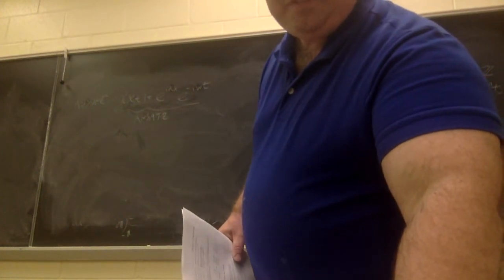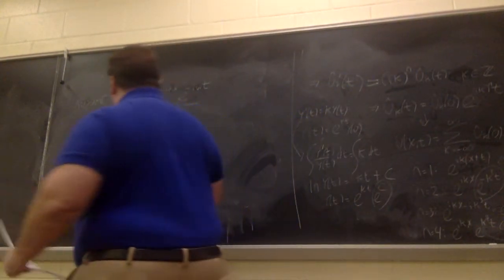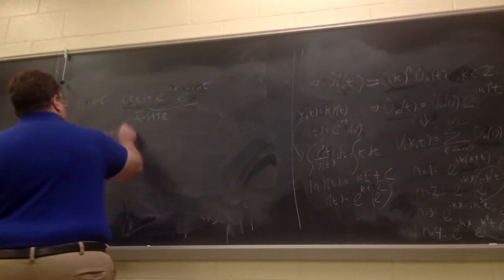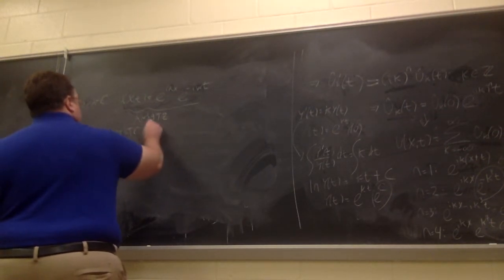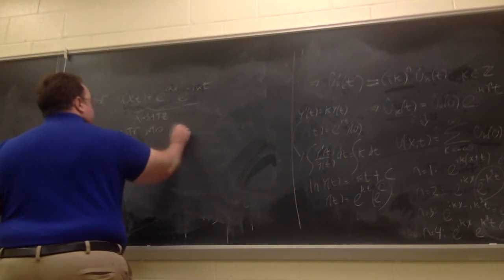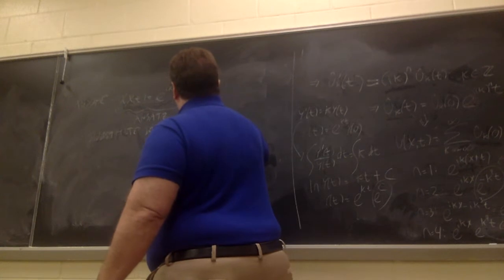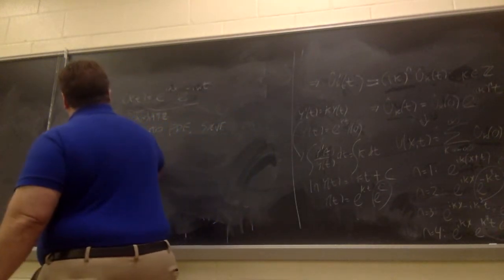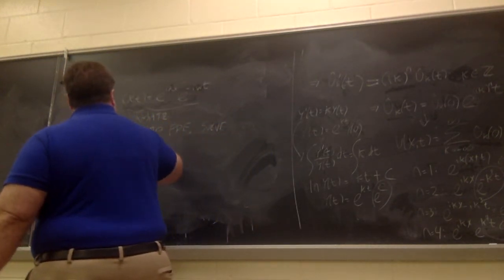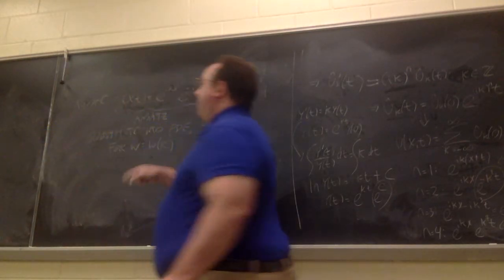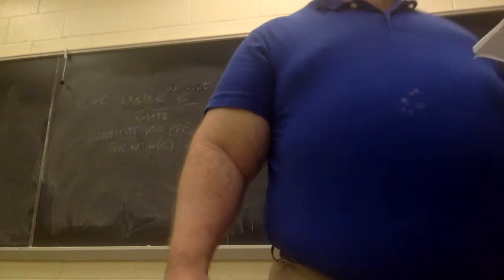Okay. So what you can do is substitute this into the PDE, and then you solve for w. And I get it right this way. w equals w of k, indicating that most of the time w is going to depend on k.